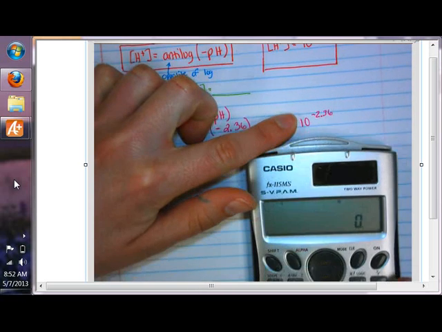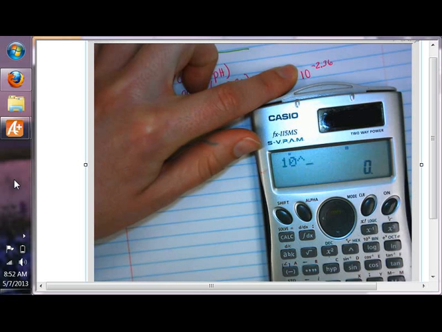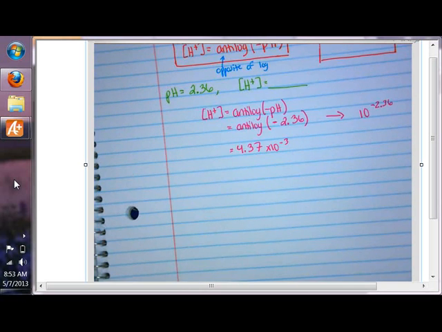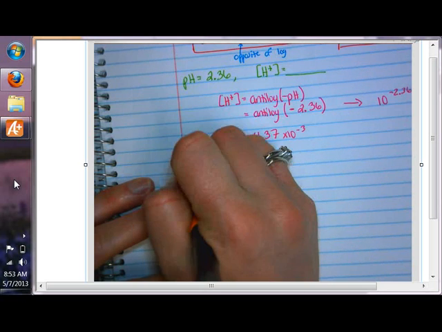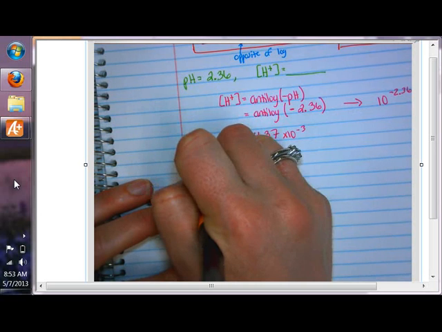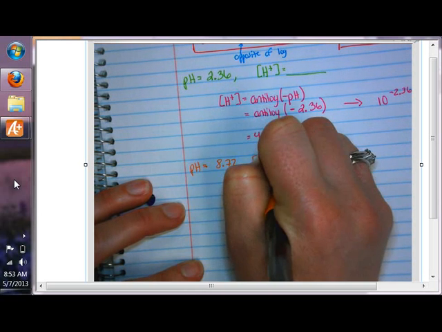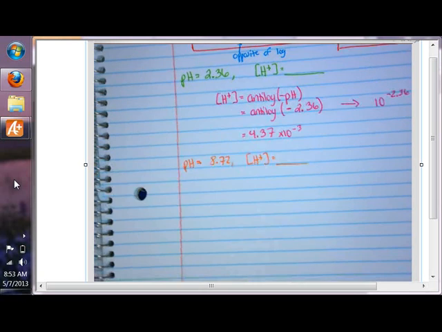Had I just shown it this way and typed the 10 raised to in myself, I would have just typed 10 raised to the negative pH, which is 2.36, and I get the same exact thing. Let's do one more of these. So let's say that the pH equals 8.72, and they want us to find the H+.